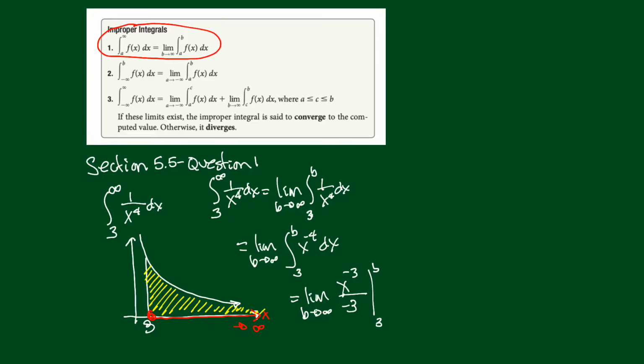But let's just write that without a negative exponent, so I'll do it up here. We're going to get the limit as b goes to infinity of, okay, I'll bring the negative up, and we'll get 3x cubed down here, and we're going from 3 to b.